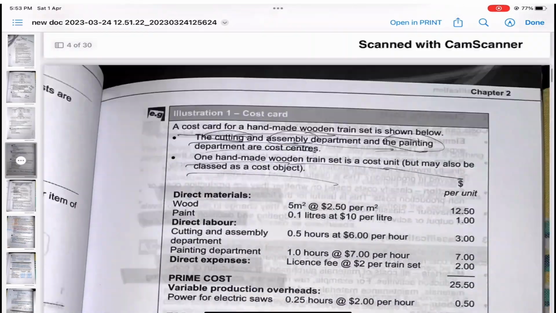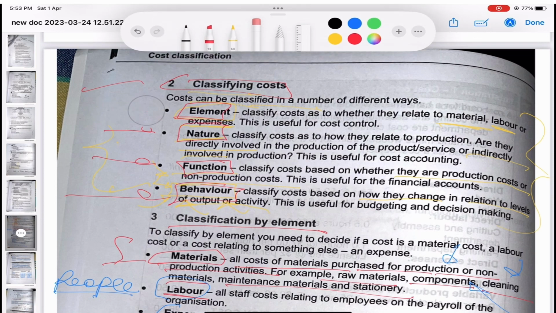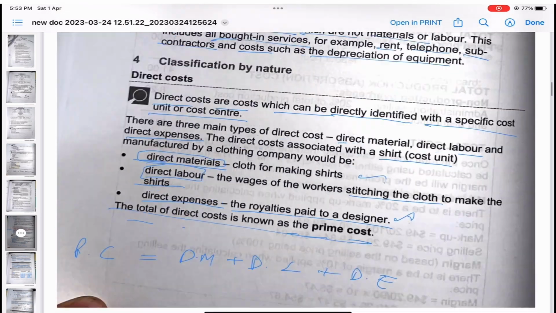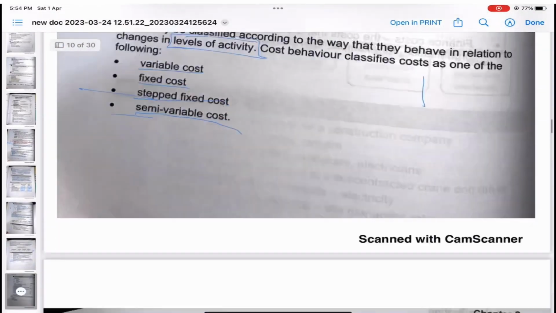We saw the definitions of everything, and then we saw how to classify the costs. How do you classify costs? On the basis of element, it is material, labor, or expenses. On the basis of nature, we saw direct and indirect. On the basis of function, it was production and non-production. And on the basis of behavior, we saw the graphs as well: the variable cost, the fixed cost, the stepped fixed cost, and the semi-variable costs. All of this we already saw in the previous videos.